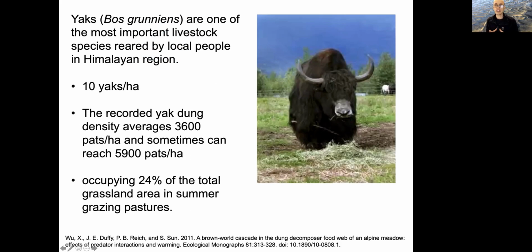All right, so let me give you the last example here that illustrates this idea of how organisms can mediate decomposition and the processing of material and the movement of nutrients and carbon within these brown food webs. And this one actually does have to do with grasslands in the Himalayas. And it's a story about, you got it, dung. Dung produced by yaks, Bos grunniens, which is an important domesticated livestock species used by the local people in the Himalayas. And I did not know this, but yak apparently produce a lot of dung pats per hectare, with as much as 24% of the grassland covered with dung in some capacity over the summer grazing pastures.